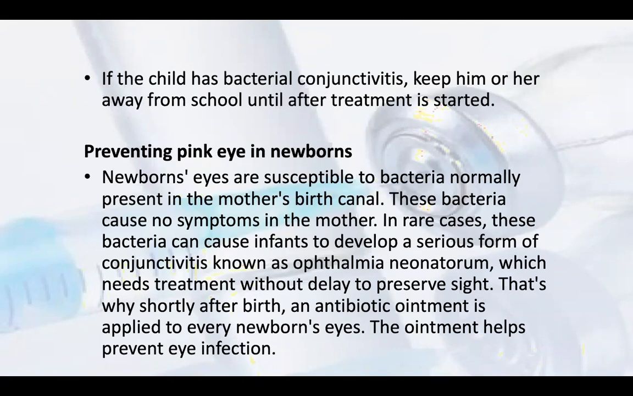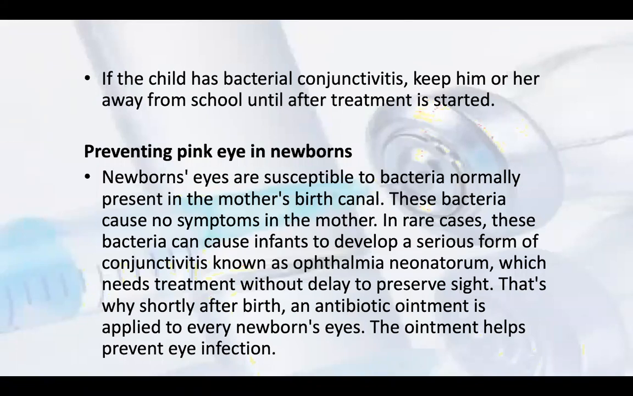So in newborns, how is it prevented? Preventing pink eye in newborns. Newborns' eyes are susceptible to bacteria normally present in the mother's birth canal. These bacteria cause no symptoms in the mother. In rare cases, these bacteria can cause infants to develop a serious form of conjunctivitis known as ophthalmia neonatorum, which needs treatment without delay to preserve sight.